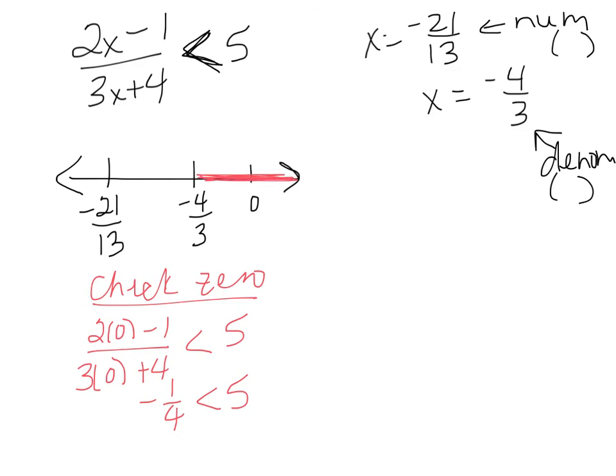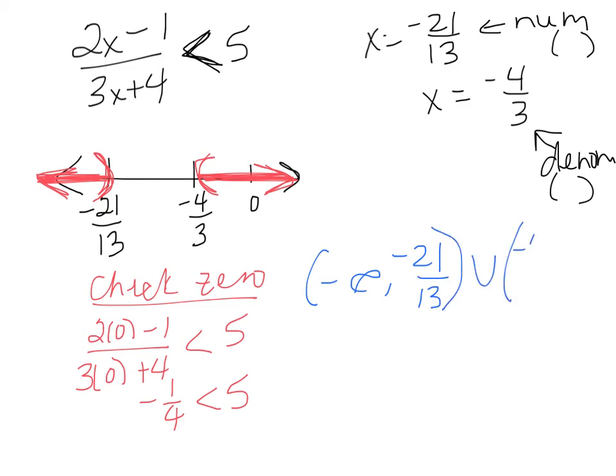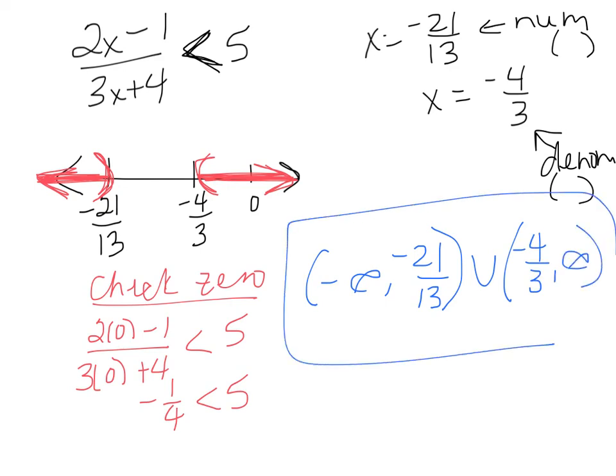Now remember, you can either shade to the outsides or the inside. So if I'm shading to the outside on the right, you also have to shade to the outside on the left, because it's either an outside or an inside situation. Because it's a less than symbol, both of these signs are parentheses. And again, I'm jumping over the middle, so when you write your interval notation, you're going to go from negative infinity to negative 21/13, parenthesis, union with parenthesis, negative 4/3 to infinity. Awesome. Good job. That's going to take care of our rational inequalities.